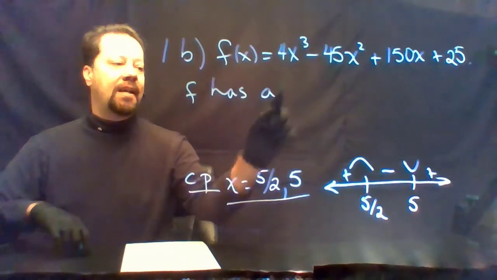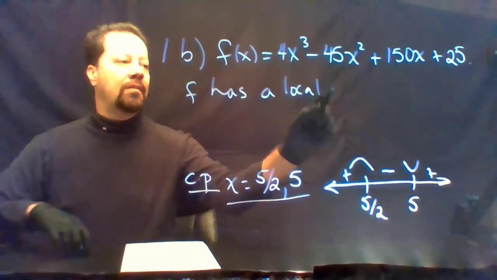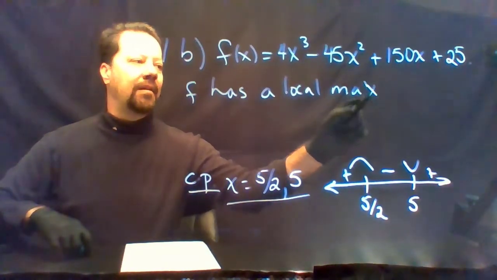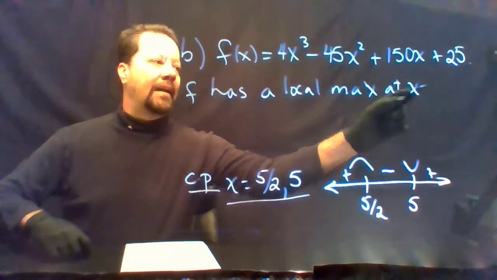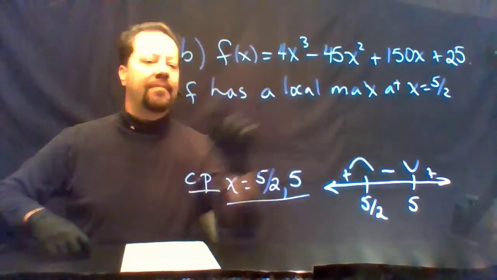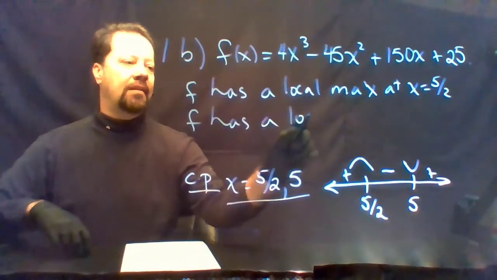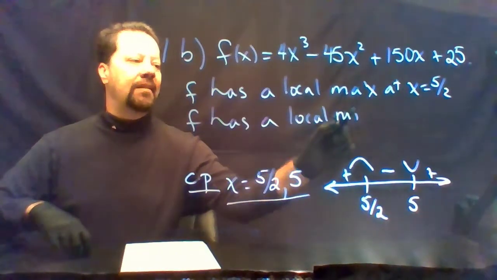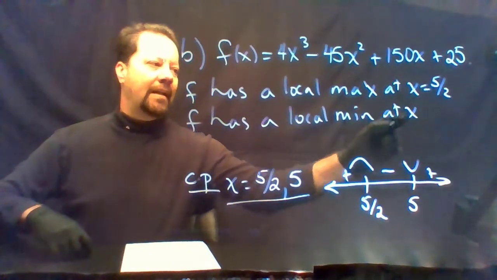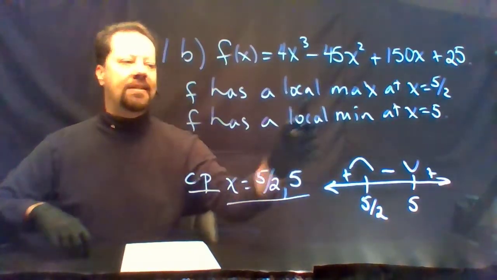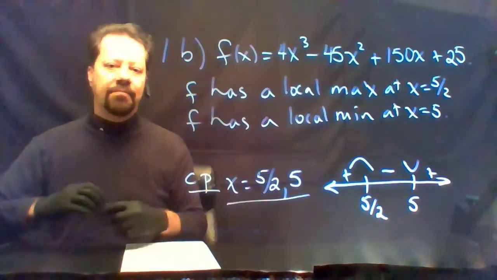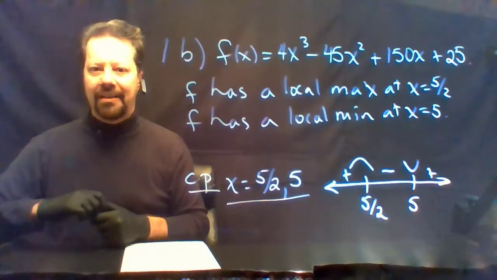F has a local max at x equals 5 halves. F has a local min at x equals 5. And again, you may say relative instead of local, or local instead of relative.